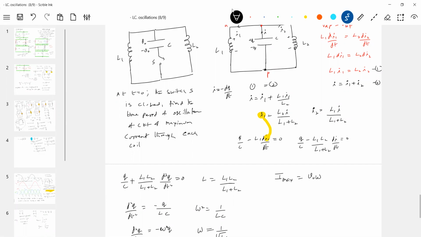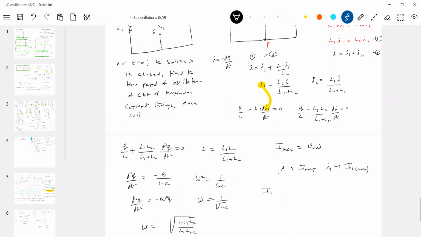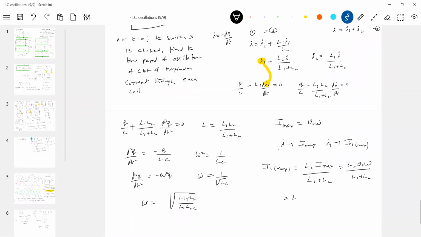Q naught is given for us. Omega is what we just calculated. I know I max. When I becomes I max, I1 will become I1 max. So what is the total equation? I1 max should be equal to L2 I max by L1 plus L2, that is L2 Q naught omega by L1 plus L2. And omega, we know this much. Let me substitute that.